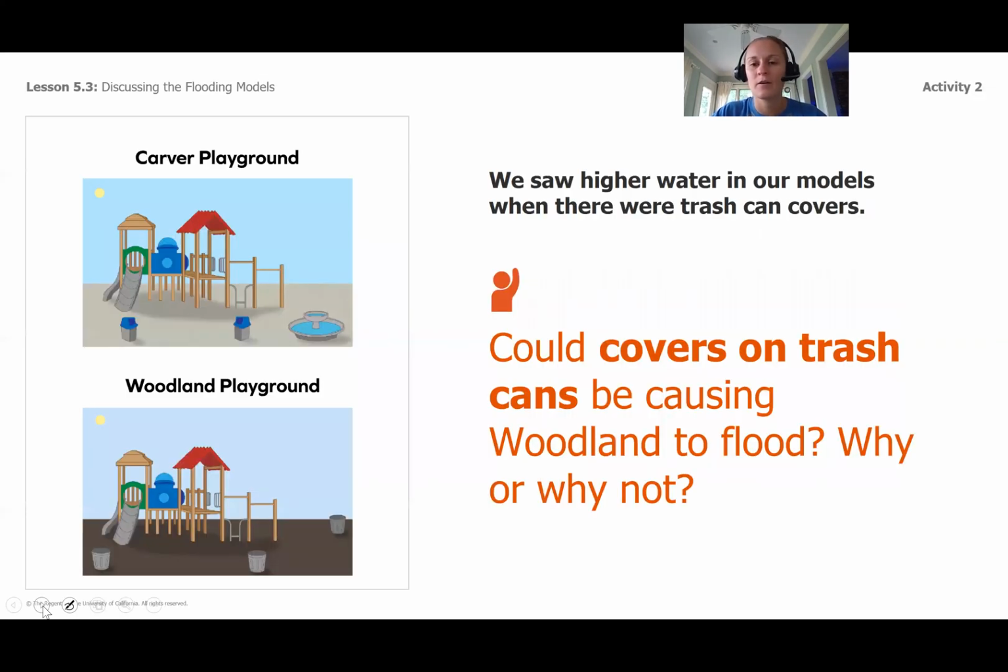So we saw higher water in our models where the trash can covers were, right? Could trash can covers cause Woodland to flood? No, you know, with this, they don't even have trash can covers, right? So that would be the opposite. Even if the water collected in here, right, it was still flooding on the outside. So no, that doesn't really make any sense.